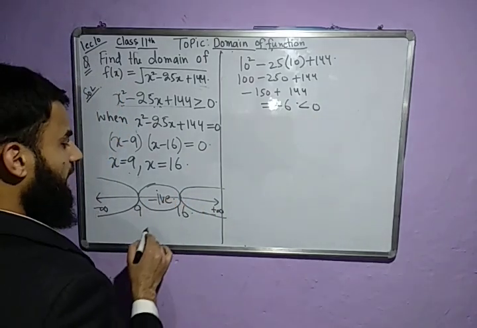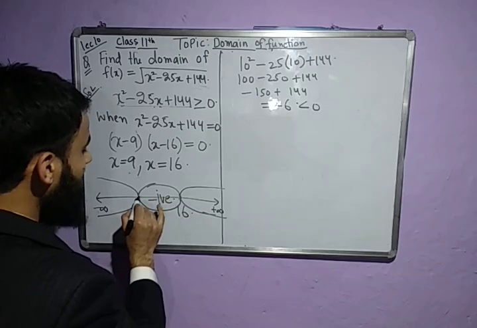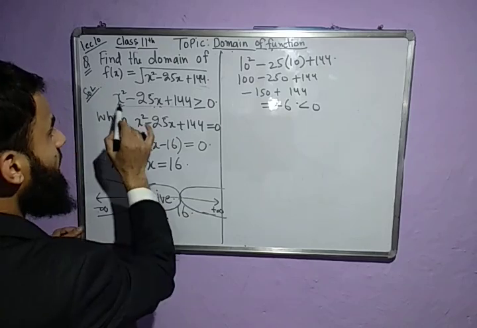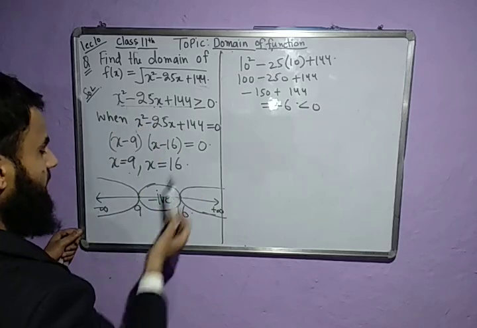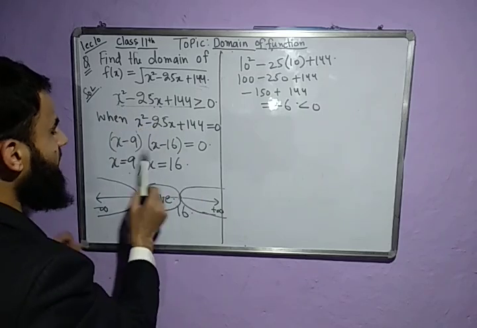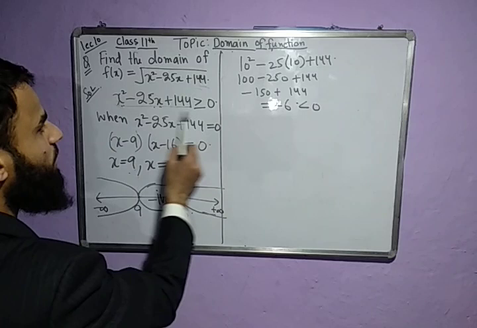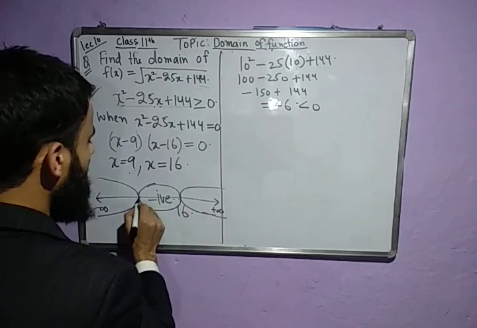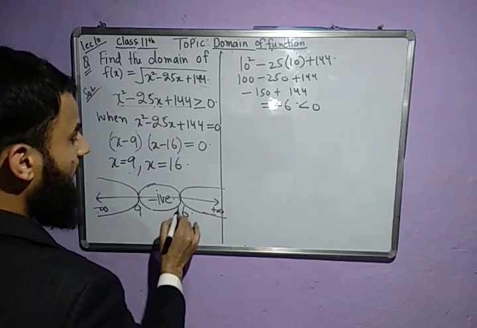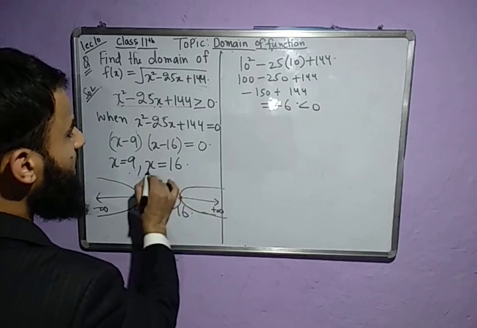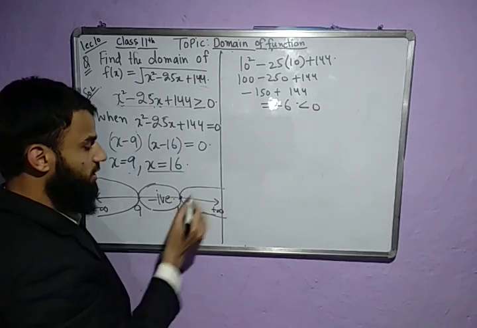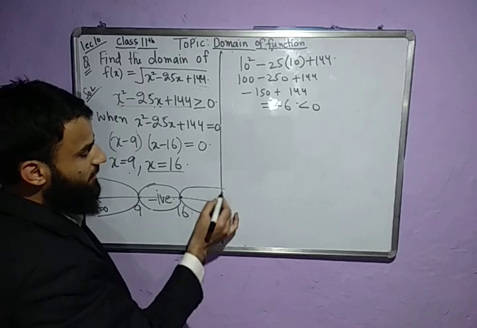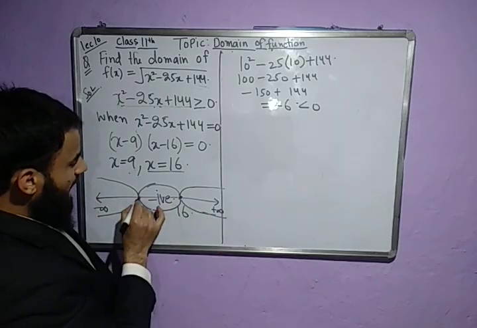Let us check for 9. Can I take 9 as part of the domain? Let us check it. When I put x equal to 9, it is obvious that I will get the value 0, which is valid. It means I can take x equal to 9. Can I take x equal to 16? Yes, because when I put x equal to 16, this becomes 0, so therefore I can take it. Now let us check for the other two regions. Let us suppose I will take x equal to 0.